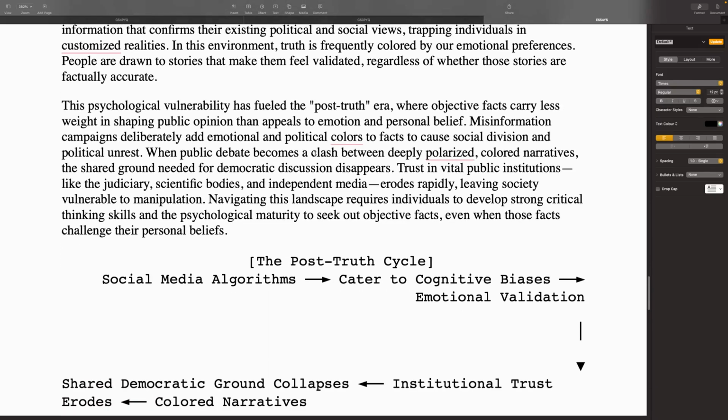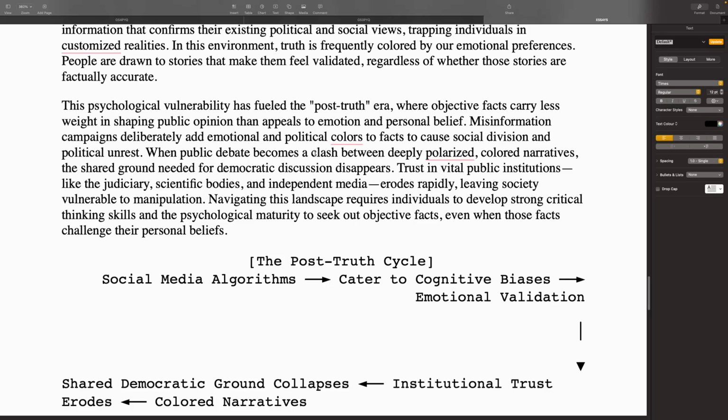This psychological vulnerability has fueled the post-truth era, where objective facts carry less weight in shaping public opinion than appeals to emotion and personal belief. Misinformation campaigns deliberately add emotional and political colors to facts to cause social division and political unrest. When public debate becomes a clash between deeply polarized, colored narratives, the shared ground needed for democratic discussion disappears. Trust in vital public institutions like the judiciary, scientific bodies, and independent media erodes rapidly, leaving society vulnerable to manipulation.